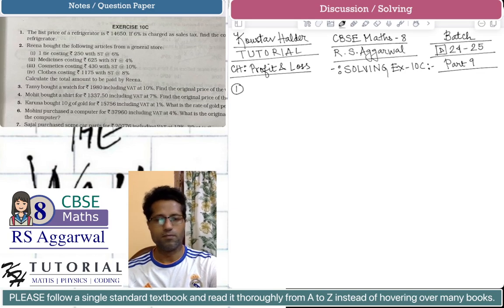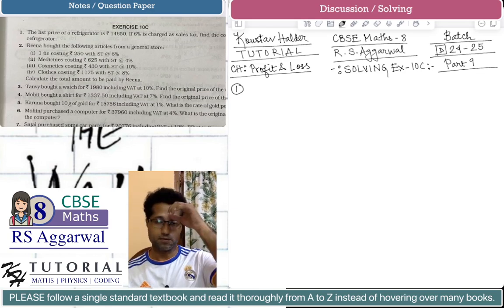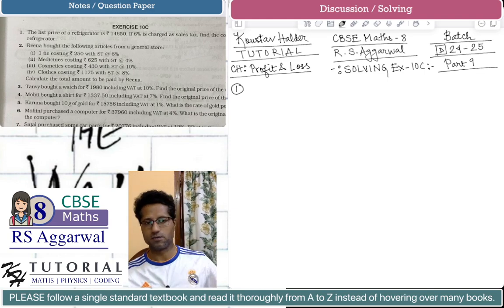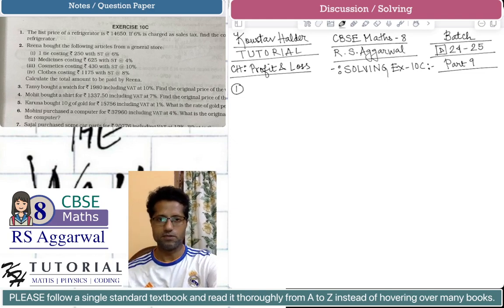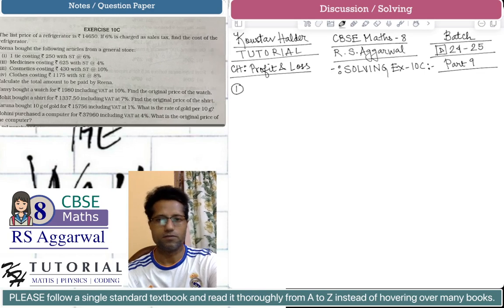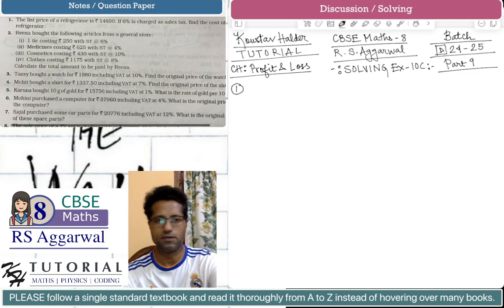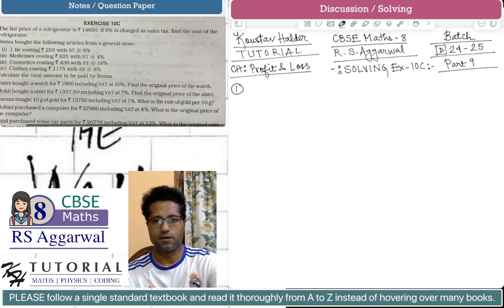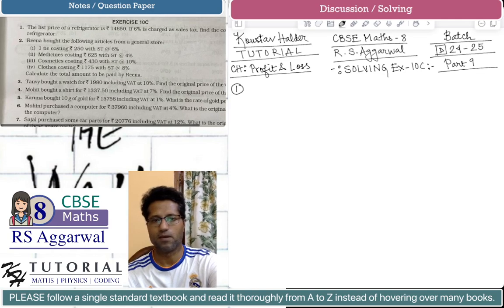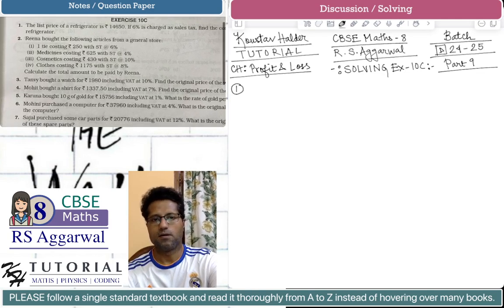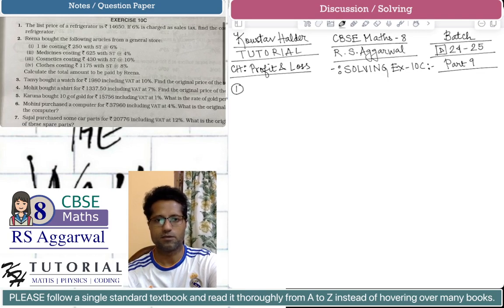The problem number 1 says the list price. Now list price, the mark price is often termed as list price. So whenever in a problem you see list price, it is same as the mark price. So the list price of a refrigerator is rupees 14,650. If 6% is charged as sales tax, find the cost of the refrigerator. Now, by cost of the refrigerator, it means how much the customer will have to pay to buy the refrigerator, including the sales tax, which is 6%.